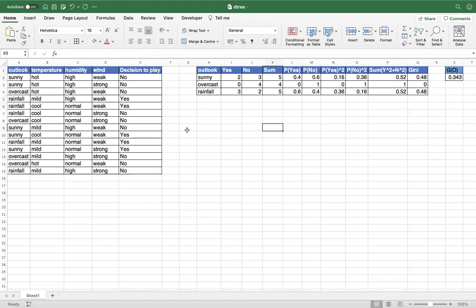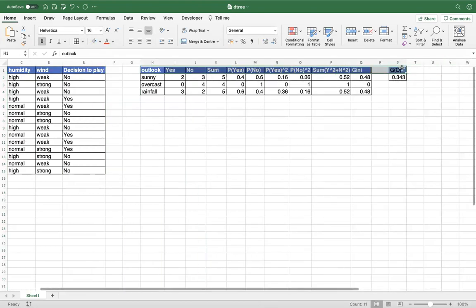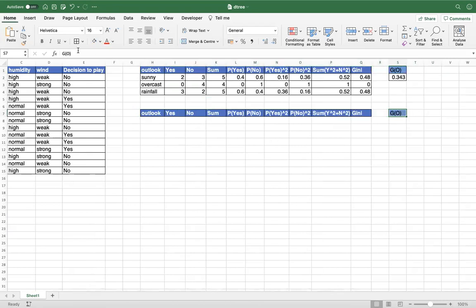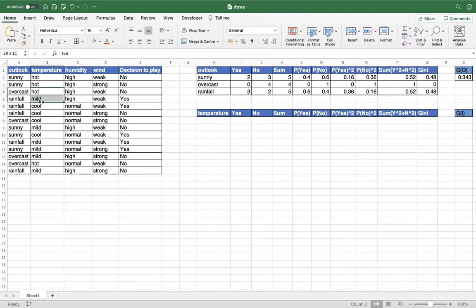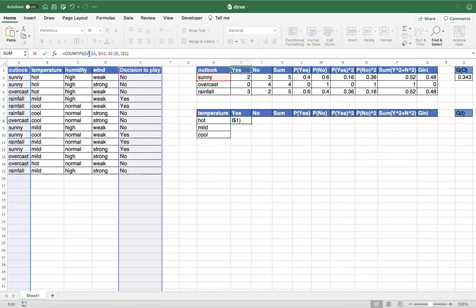So this is the Gini index of Outlook. But then we need to calculate the Gini index of temperature, humidity, and wind. Now let us find the Gini index of temperature. Instead of Outlook, this is going to be temperature. The three unique values are hot, mild, and cool. Let us copy this formula here, but change it. It is not column A, we are referring to column B, and it is not H2, it is H8. I1, I2 is still okay because it is yes and no.